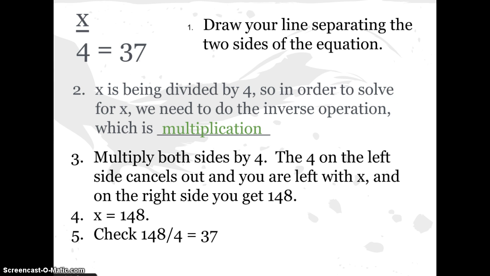The last thing I need to do is check. So I'm going to divide 148 by 4 to see if it equals 37. And when I divide that, it does equal 37, which means my answer for x is correct.